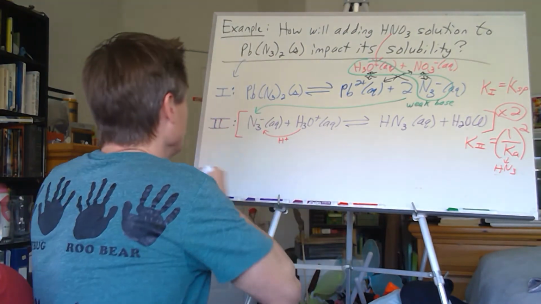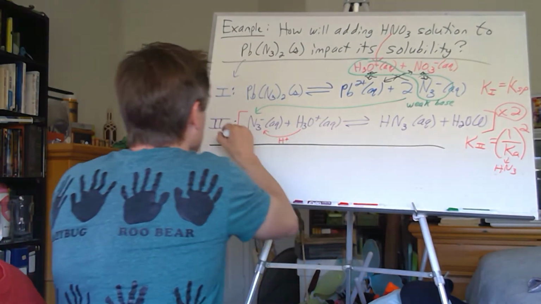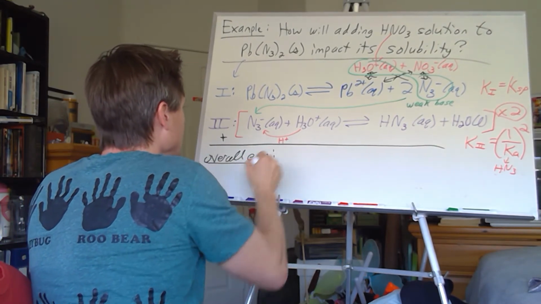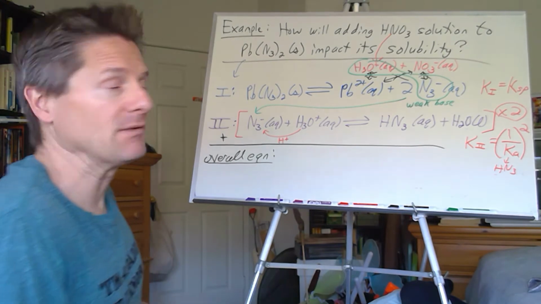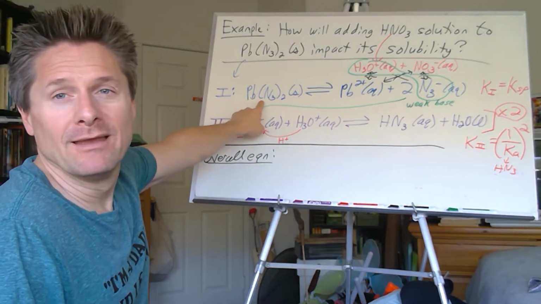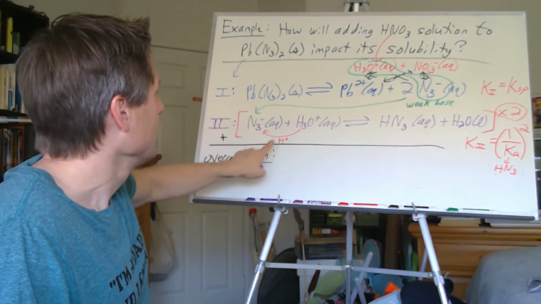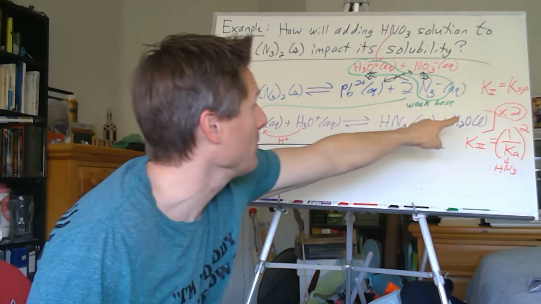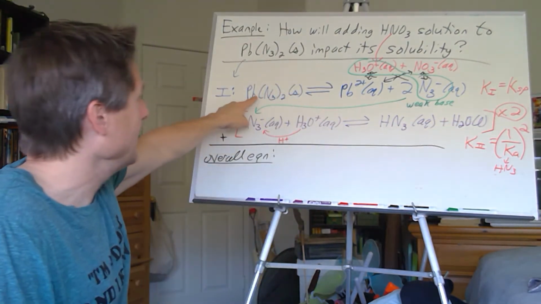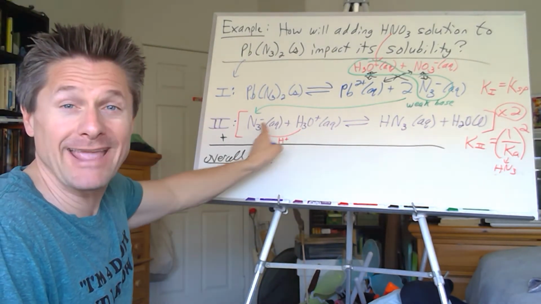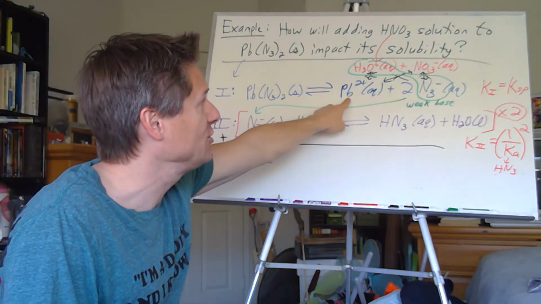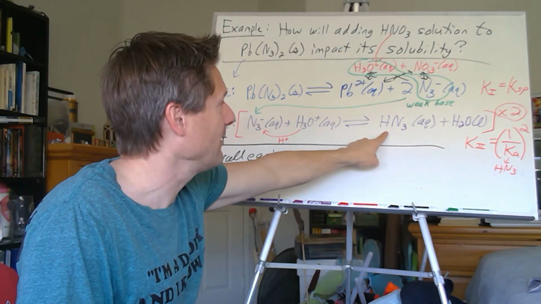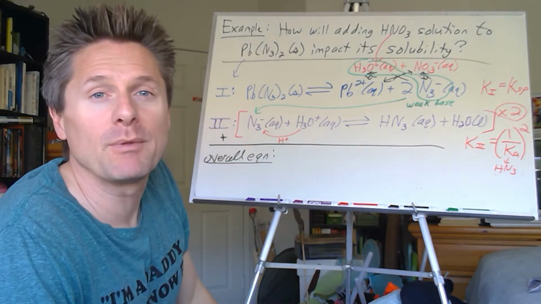So let's add these together. Let's get our overall equation. You ready? So we're going to have the lead 2 azide solid plus 2N3 minus, which will cancel out, plus 2 hydroniums. Remember, we multiply everything in there by 2. So we're going to get the solid plus 2 hydroniums, because the azide is going to cancel out, giving us the lead 2 ion, plus 2 of the weak acid there, hydrazoic acid, plus 2 waters. That'll be our overall equation.